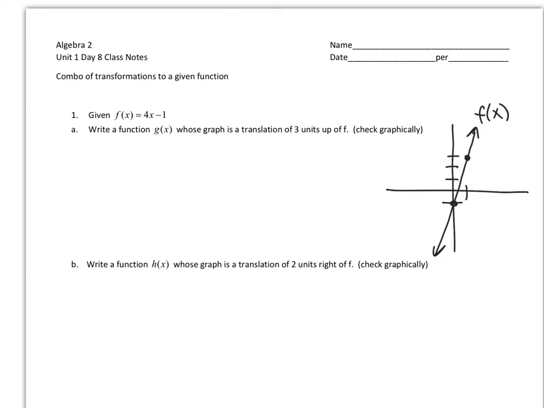So what that means is we have this parent graph f of x. You can see it graphed. And we want to write a function g of x that is f of x plus 3. So we start with our function f, and we're going to translate it up 3, so that's why the plus 3 is on the outside, because that's what moves it up. And then we plug in for f of x. F of x is 4x minus 1, and then we have our plus 3, and that leaves us with 4x plus 2.